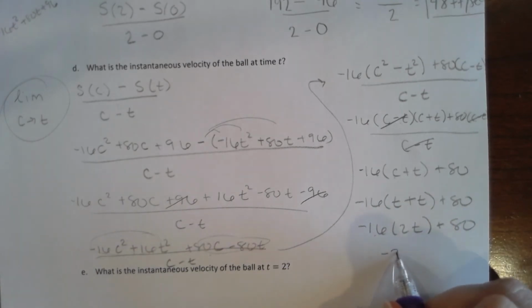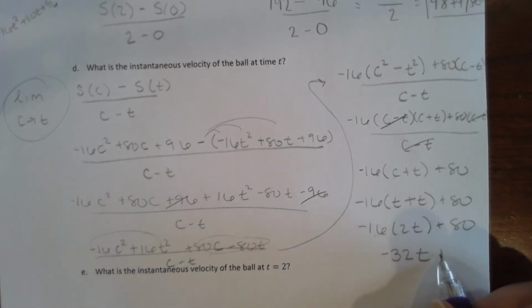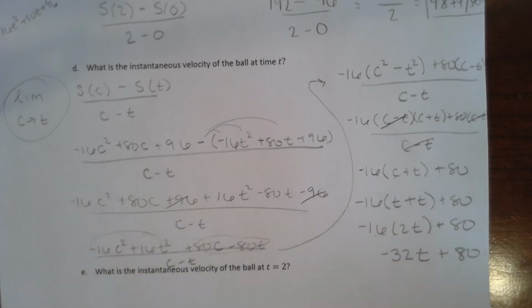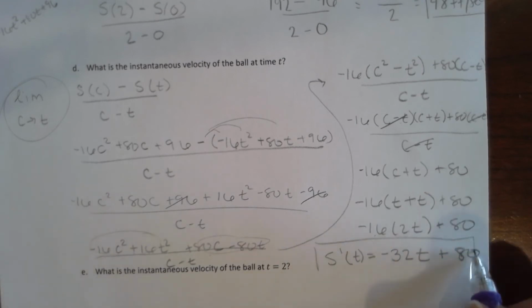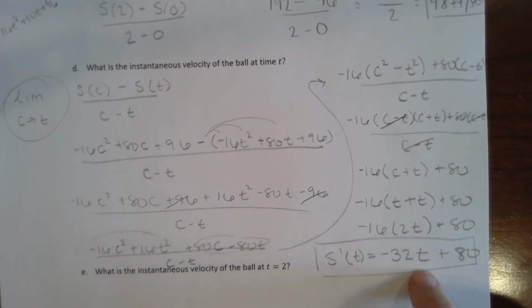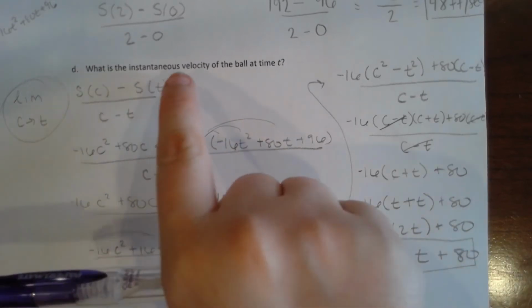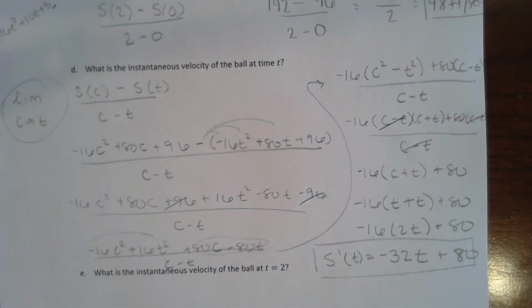16 times 2 gives us negative 32t plus 80. So what is this, right? You're probably thinking, Ms. Peck, why did I do all of this work? This is what we call the derivative function. So this is s prime of t. Now what this does is it gave us an equation to find the instantaneous velocity at any moment in time.